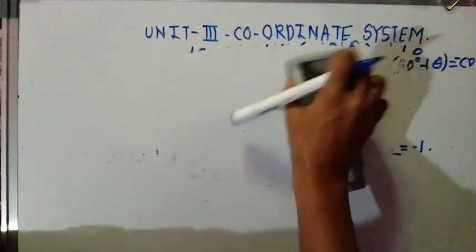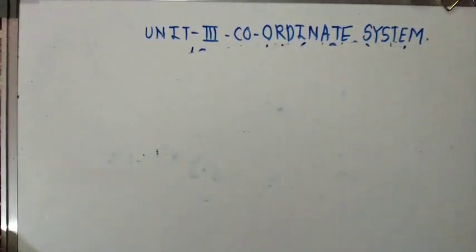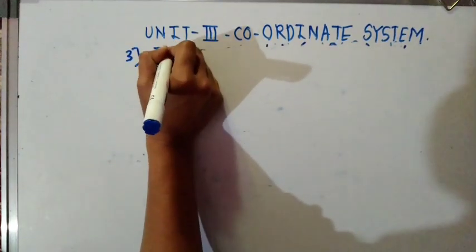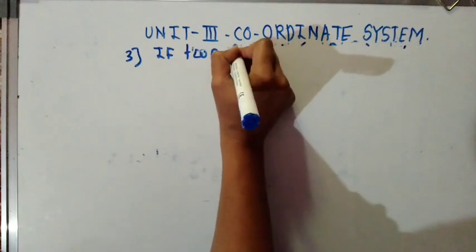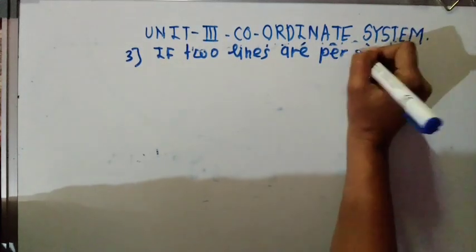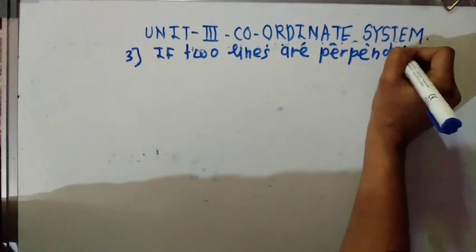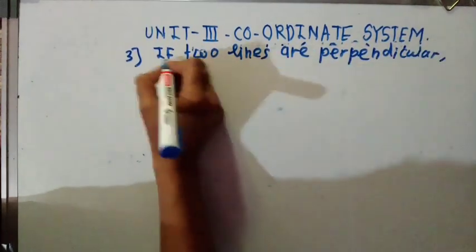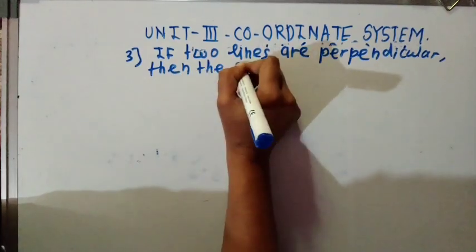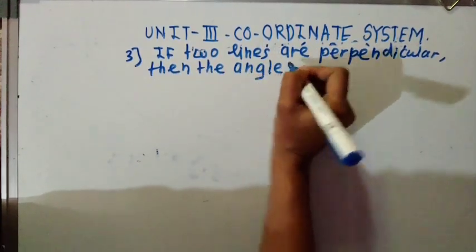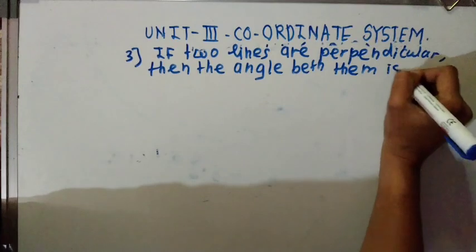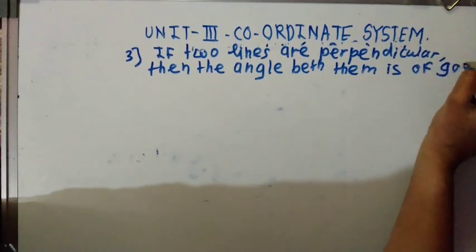Then prove the third condition. The third condition is, if two lines are perpendicular, then the angle between them is 90 degrees.